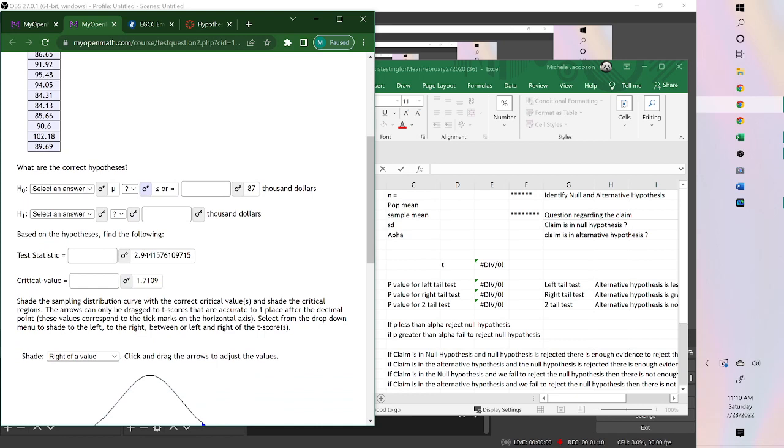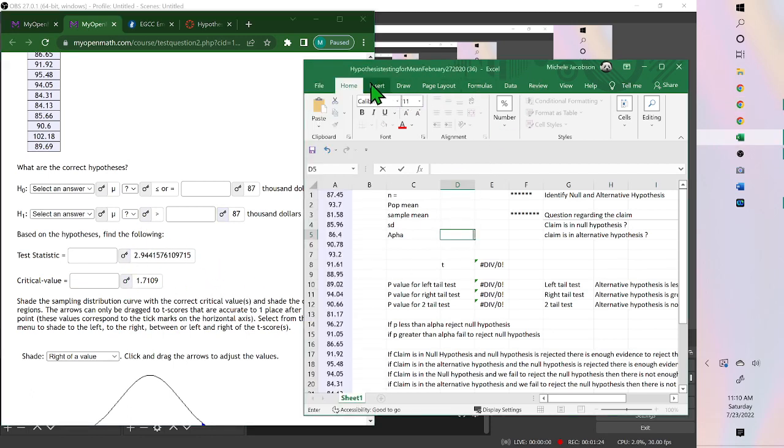Now the alternative is what we're testing. We're testing the mean is greater than the 87. Now to find the test statistic and the critical value, you want to use the hypothesis testing mean. Our sample size was 25. Population mean comes from the hypothesis, which was 87.